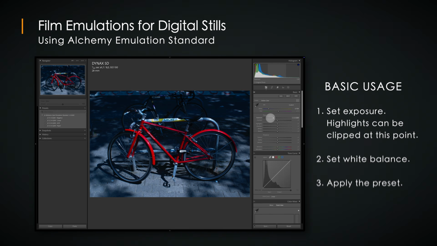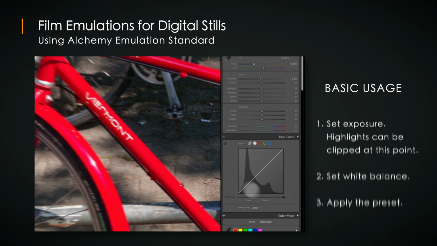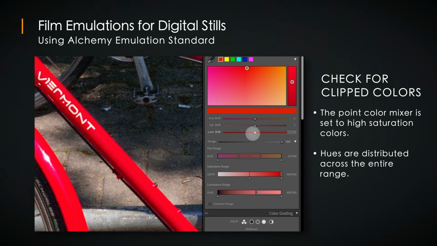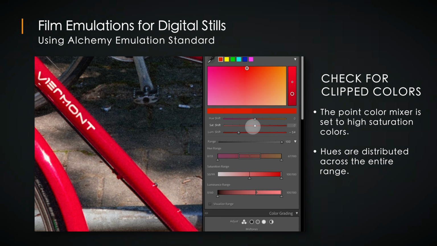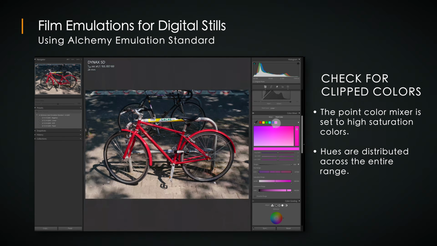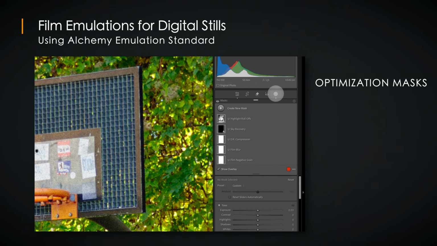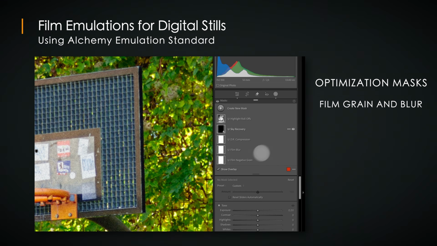How to use the emulation. Select a raw image, adjust exposure and white balance, and apply the preset. Check for clipped colors, which can be compressed using the point color mixer. The range sliders are preset for high saturation colors and equally distributed across the hue range. The preset loads a set of optimization masks.